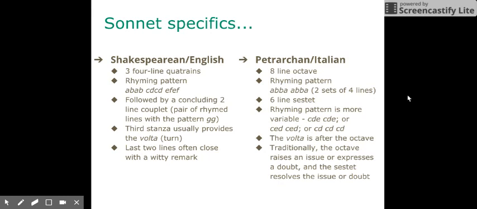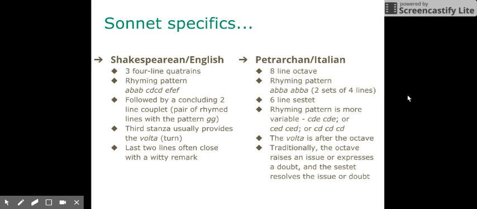The Petrarchan or the Italian sonnet, and you can use those names interchangeably, is another 14-line poem with an 8-line octave and a 6-line sestet, with again some very clear rhyming patterns that I have listed for you here. The rhyming pattern of the sestet could vary, but when you're looking at sonnets, you're typically looking for those 14 lines. That helps you identify it, and then you can go a step further and identify which type of sonnet it actually is.